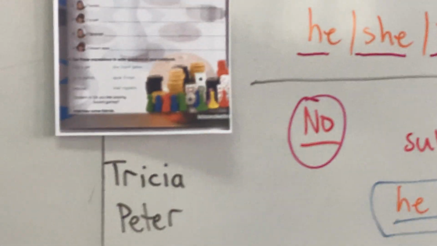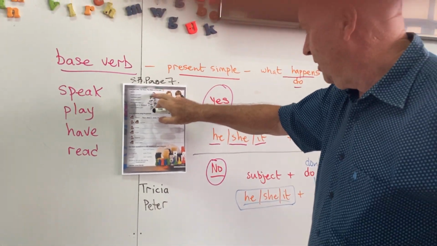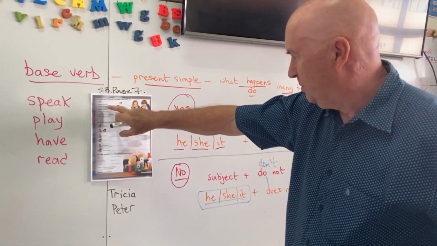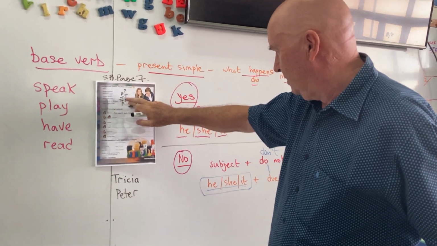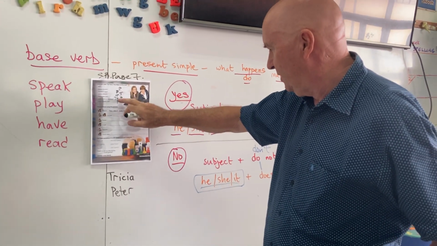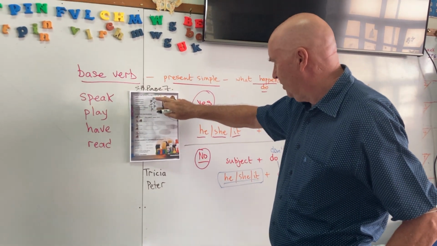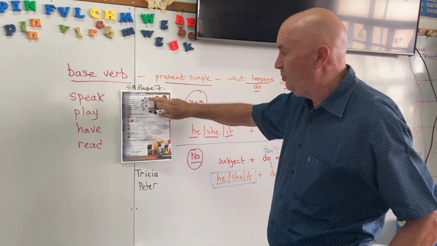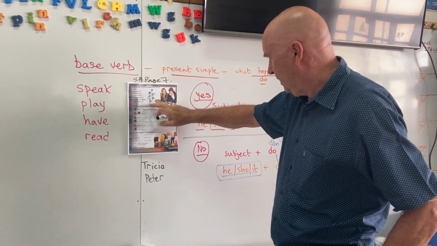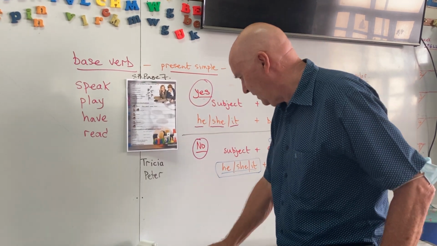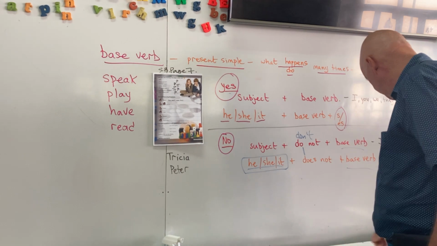Okay, so when you listen to the CD, we can say Peter speaks Spanish, Peter has brown eyes, Tricia speaks French, Tricia reads every day. Two of them, we can use both. Both means two people. So Tricia and Peter play football and Peter doesn't have a pet. So let's see if we can do this question here.